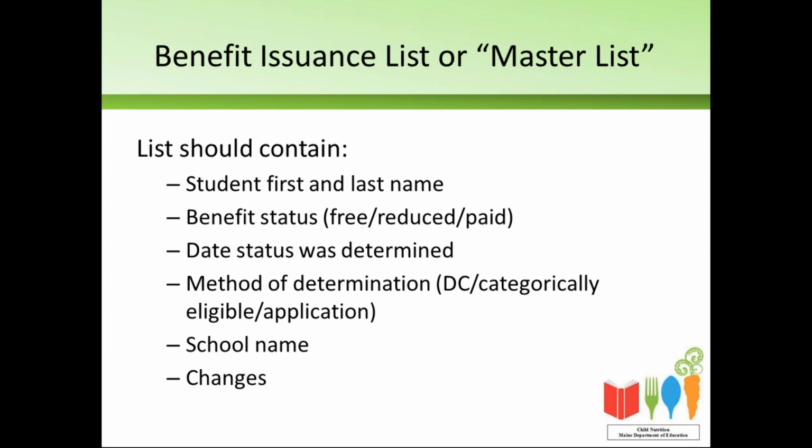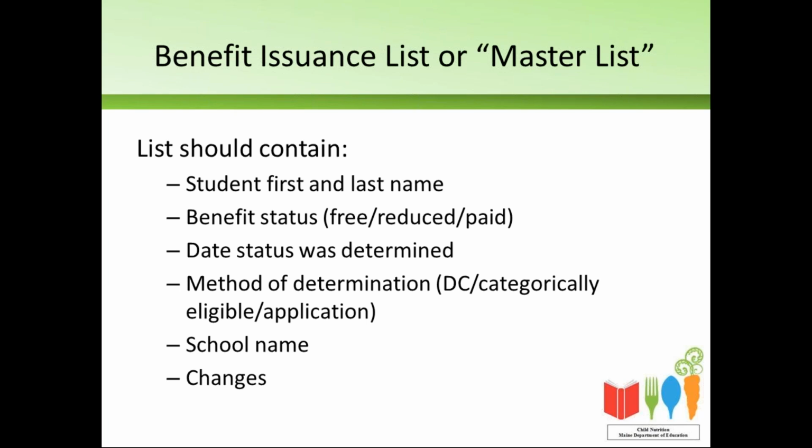The list must include the student's first and last name. The student benefit. What is their status? Free, reduced, or paid? The date the status was determined. That will be for the free and reduced. If it's a paid status, you don't have eligibility. However, if it was a change based on the verification process, then that date would be included.